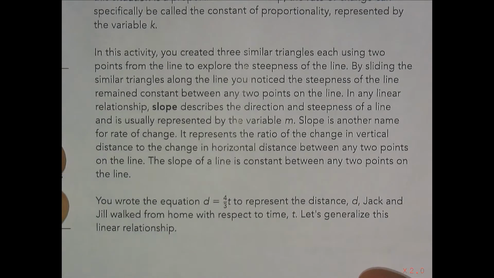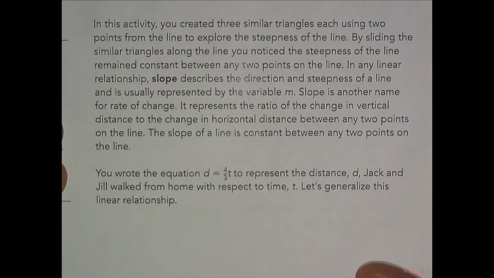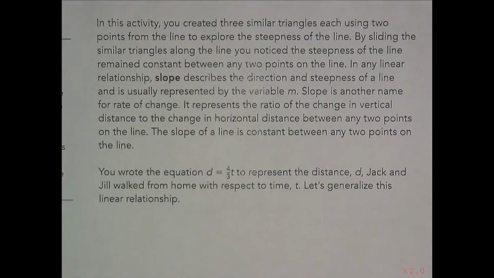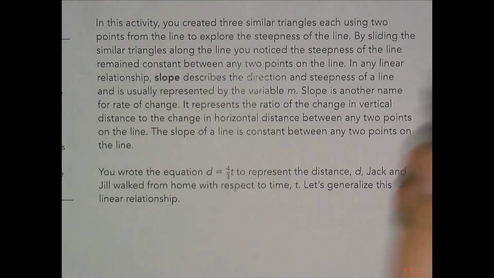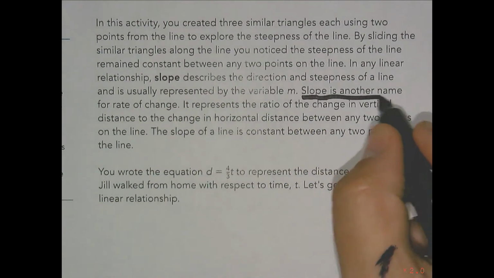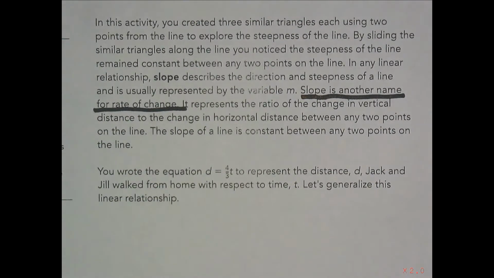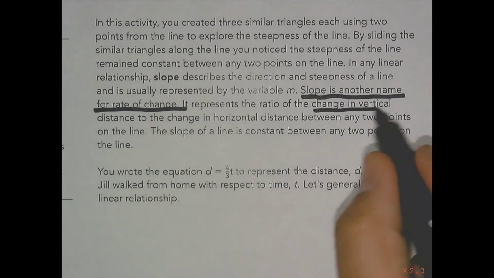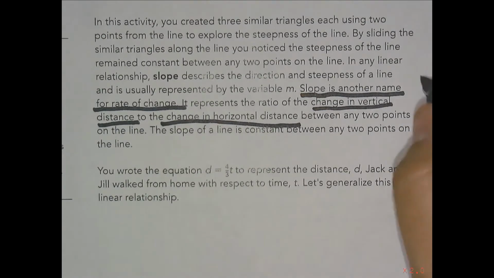In any linear relationship, slope describes the direction and steepness of the line and is usually represented by the variable m. Slope is another name for rate of change. So what I want you guys to do is underline that, because that's important. Slope is another name for the rate of change. Isn't that what I've been saying the whole time? Yes. Now, it represents a ratio of change in the vertical to the change in the horizontal.